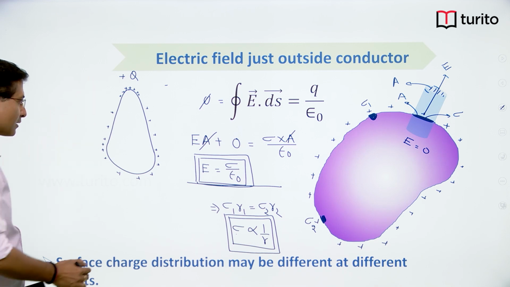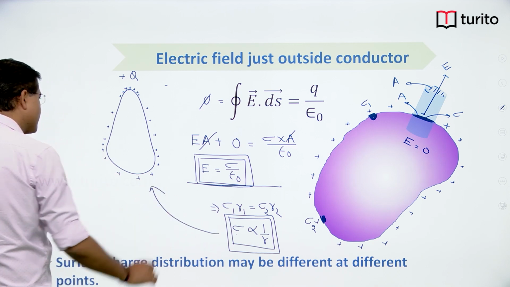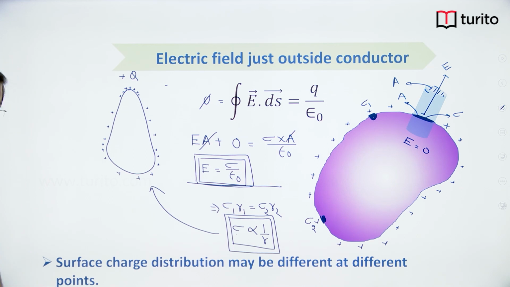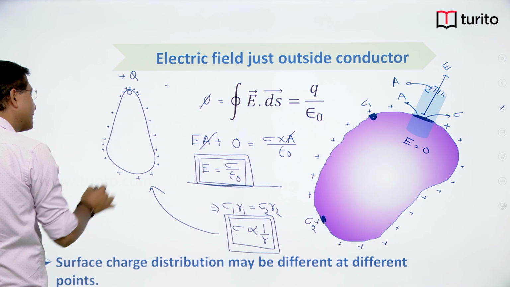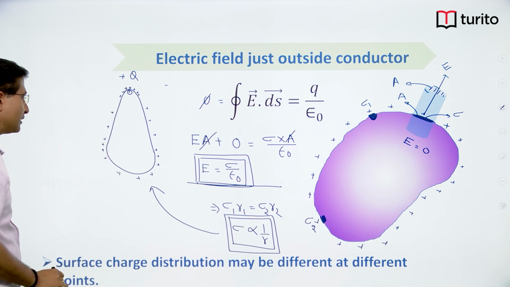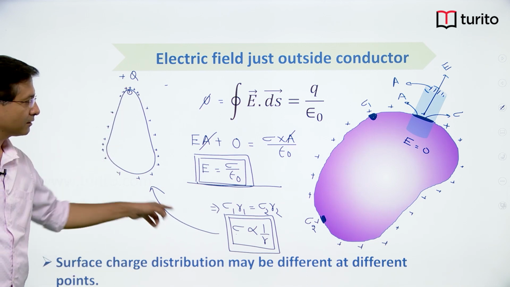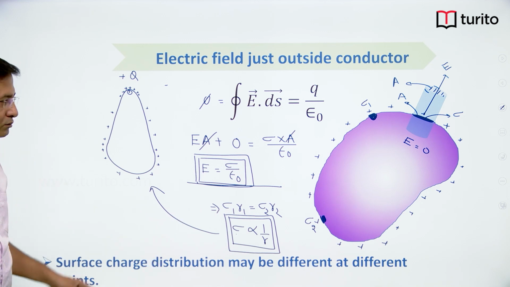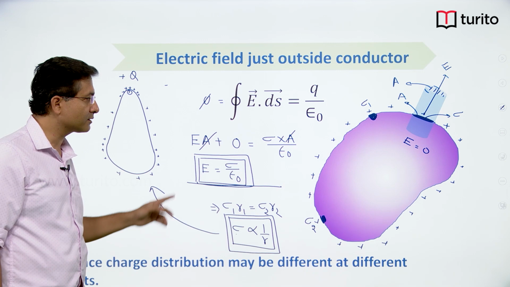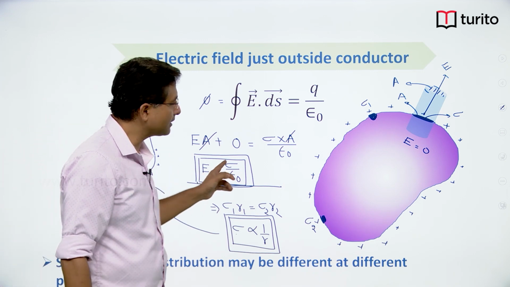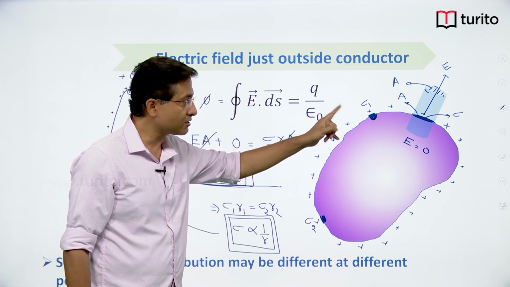How are we concluding this? Sigma is inversely proportional to r, right, where r is the radius of a small part over here. So the field just outside will be perpendicular to the surface, and the magnitude of field is given by sigma upon epsilon naught, right, just outside.